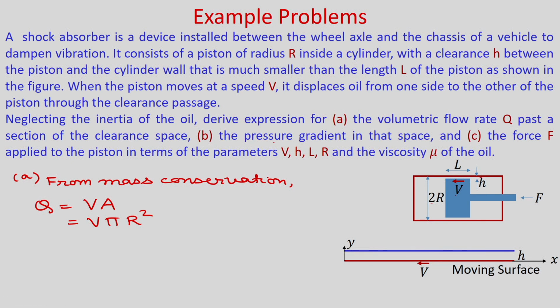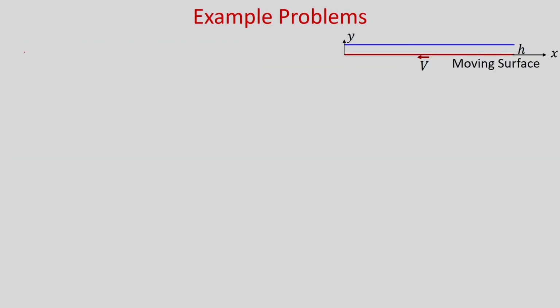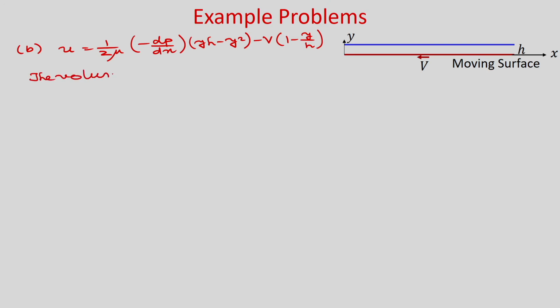So, next let us consider the pressure gradient in that space. So, we know the velocity u is equal to 1 by twice mu, minus dp by dx, into (y h minus y square), minus v (1 minus y by h). So, from here you can calculate the volumetric flow rate per unit width.